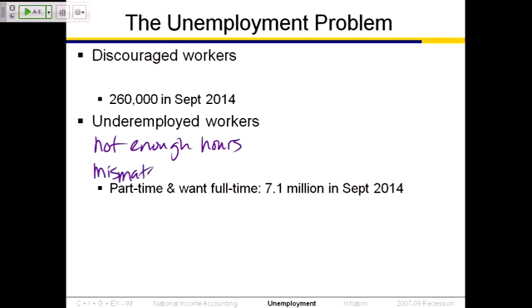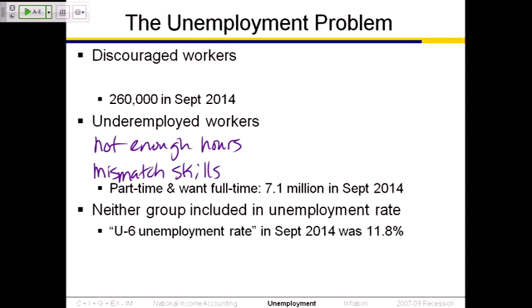Another aspect of underemployment is a mismatch of skills. So the electrical engineer who's flipping burgers at McDonald's is a mismatch of skills. Both of those things contribute to what we call underemployment. These are things that bring us inside the production possibilities frontier but are not caught in that headline number of 5.9%.